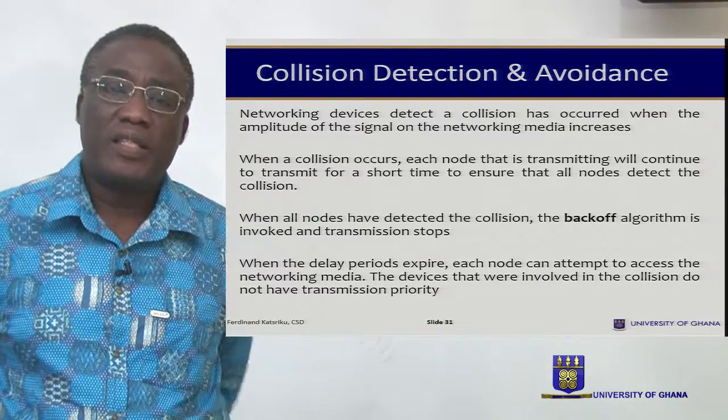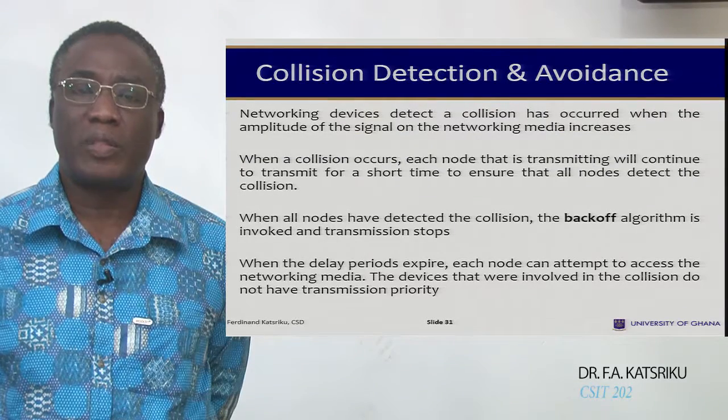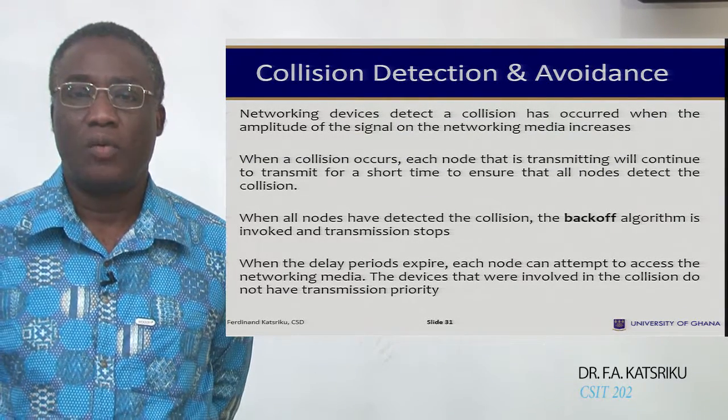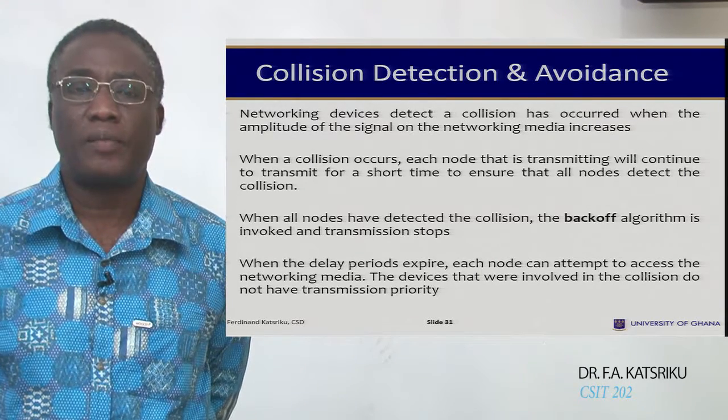The networking devices detect a collision has occurred when the amplitude of the signal on the networking medium increases. When a collision occurs, each node that is transmitting will continue to transmit for a short time. Why? This is to ensure that all nodes detect the collision.